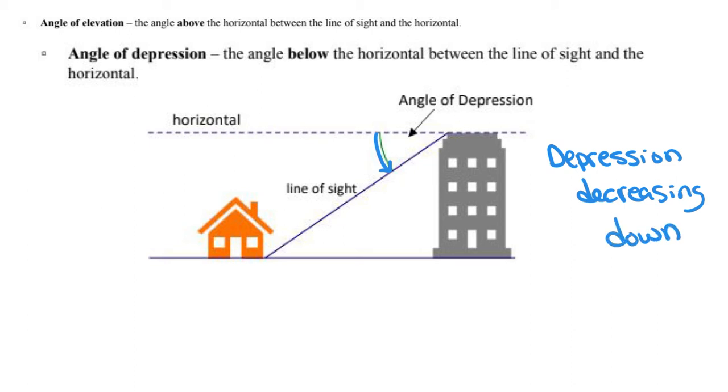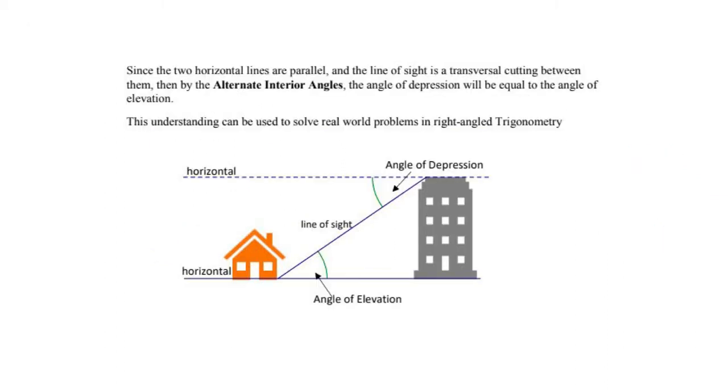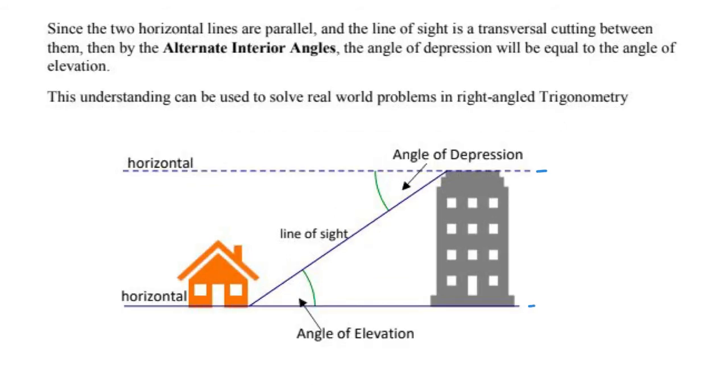Now there's a neat relationship between the angle of elevation and the angle of depression, and that is that they are equal to each other. In angle theory, because the horizontal line at the top and the horizontal line at the bottom are parallel, the angle of depression and the angle of elevation are exactly the same. This is because of the alternate interior angles theorem.